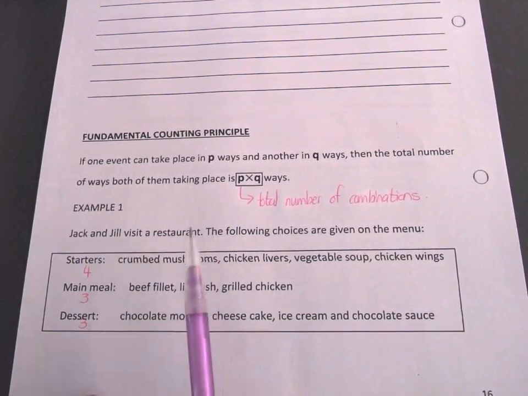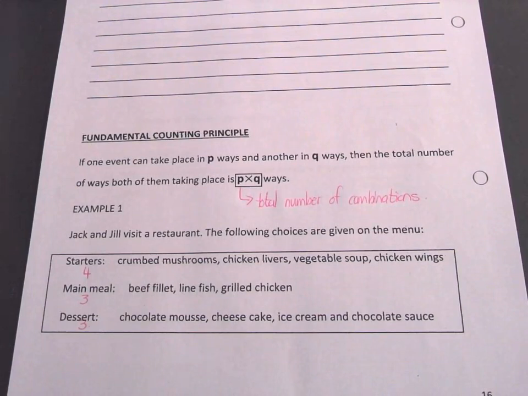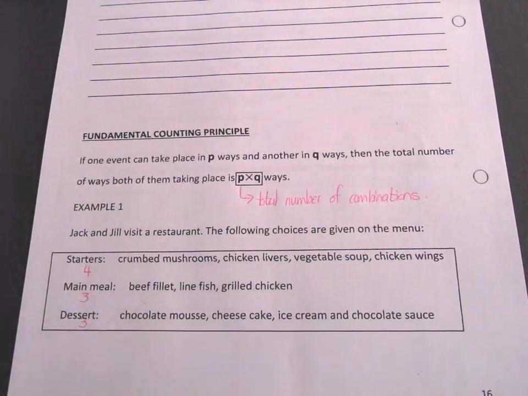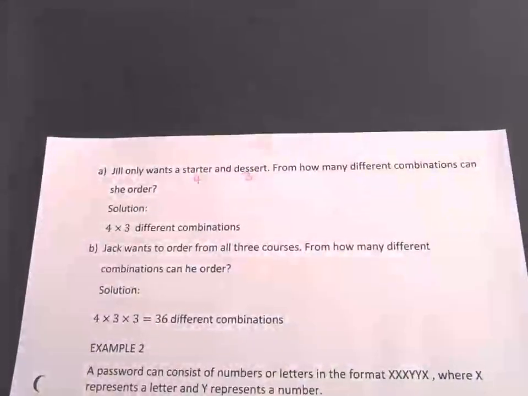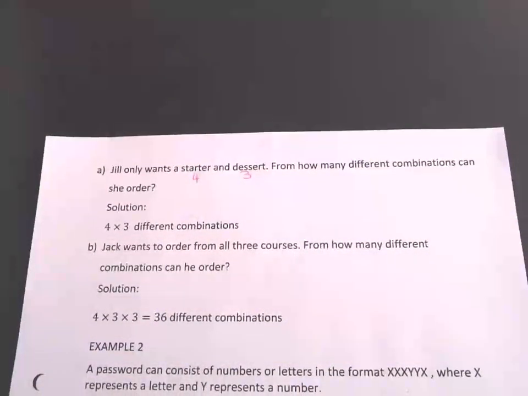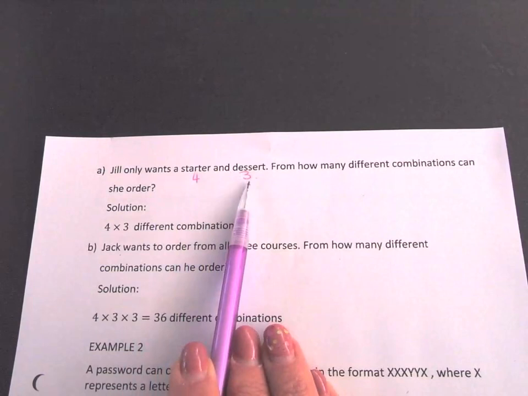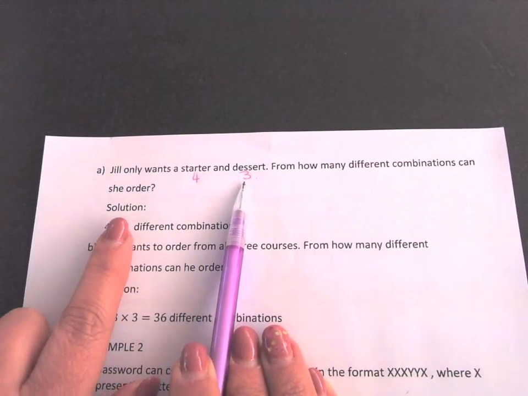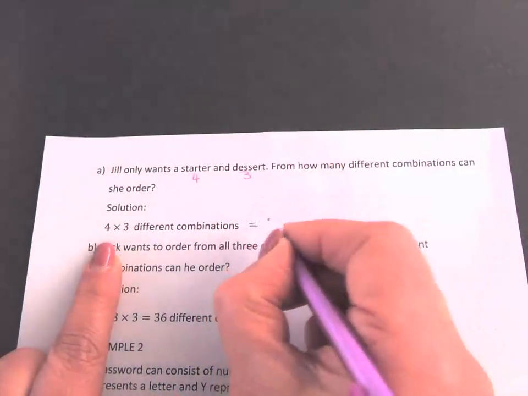Jack and Jill visit a restaurant and they have a menu with 4 starters, 3 main meals and 3 desserts. Now I always write down how many of everything there is. 4 starters, 3 mains, 3 desserts. Now, Jill only wants a starter and dessert. So she only wants 4 possible starters and 3 possible desserts. How many combinations can she order? 4 times 3, and that equals 12 combinations.